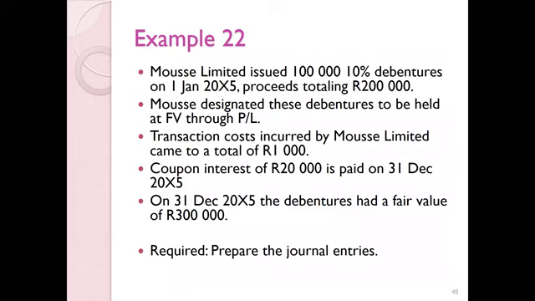Looking at our next example, which is example 22, it says to us that Moose Limited issued 100,000 10% debentures on the 1st of Jan 20X5, the proceeds totaling 200,000 Rand.